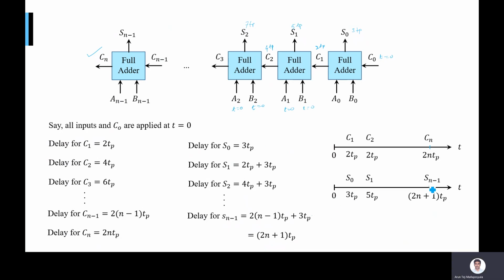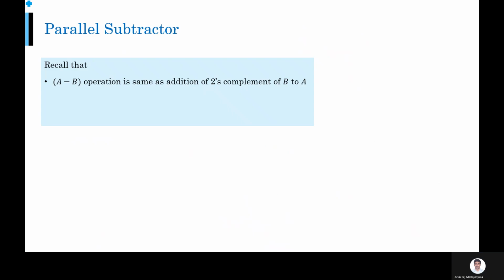This is the timeline for sum. So carry comes out at 2n TP and sum comes out at 2n plus 1 TP. Clearly, the total delay you can see is proportional to n. The more the number of stages, the more the amount of time the circuit takes to give your output.